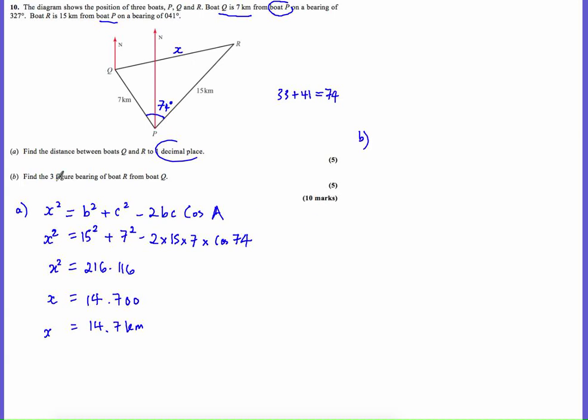Part B then. Find the 3-figure bearing of R from Q. So 3-figure bearing, I'm stood at Q and I want to go to R. So the 3-figure bearing, remember I must go clockwise from north. That's the angle I'm after, part B of this question. So what else do we know? We know that that angle was 33. So I need to find some more stuff out.